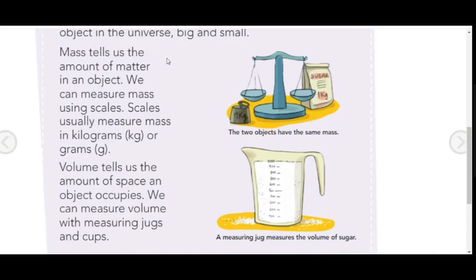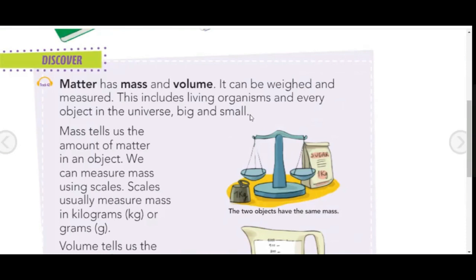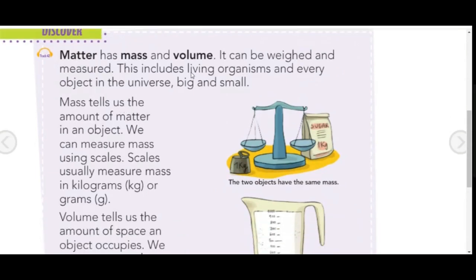Okay, so they say that we can measure almost everything in the universe. You can measure a pencil, a computer, a car, a house, an elephant, but you cannot measure, for example, how you feel, how happy you are. The next thing, mass. How can you measure and weigh?